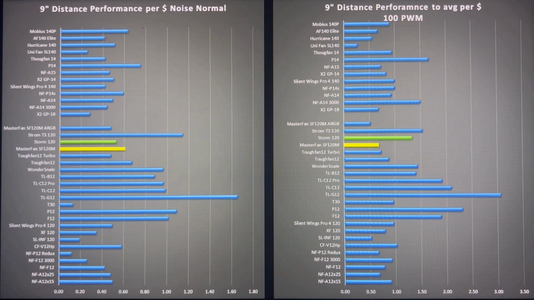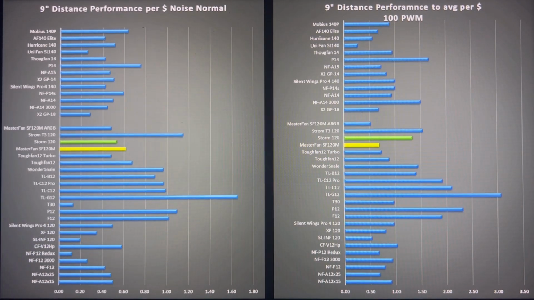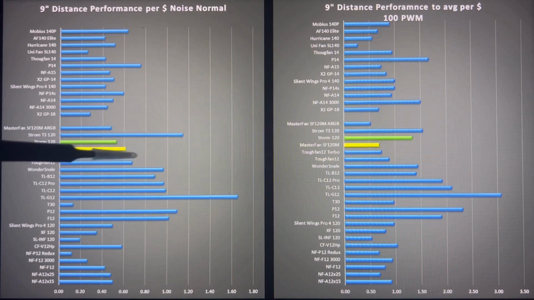Let's move on. The next one is the same sort of thing at the 9-inch mark. So how do these fans compare? Well, the Masterfan SF120M finally kind of catches up to the Storm. Previously, the Storm just completely outperformed the Masterfan, but because the Storm just dissipates air in all directions so badly, the Masterfan catches up. Interestingly, the Storm T3 hangs on to its position fairly well here. But again, I really wouldn't recommend that as a case fan. The Masterfan is hanging on pretty well, and the ARGB version, they're above middle of the road, I would say.